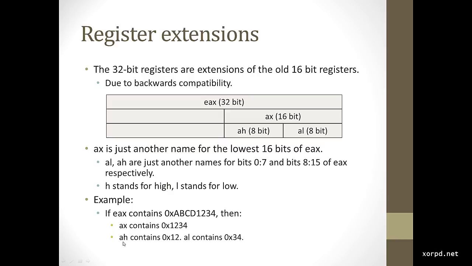In the same way, AH contains 12, because if we look at this number, the highest part, 1, 2, is what is going to be inside AH. AL is going to be the lowest bits, which is 3 and 4, exactly 2 nibbles.